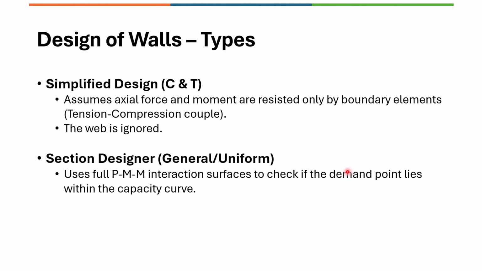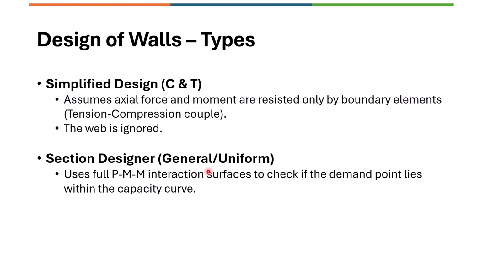So primarily, there are two design methods available here. The simplified C and T, where the tension and compression forces will be designed, and the axial load carrying boundary elements will be designed. The web is ignored in the design, so we'll be providing minimum reinforcement for detailing purposes. And the actual section design uses the uniform or the general, which uses the full PMM interaction surface.